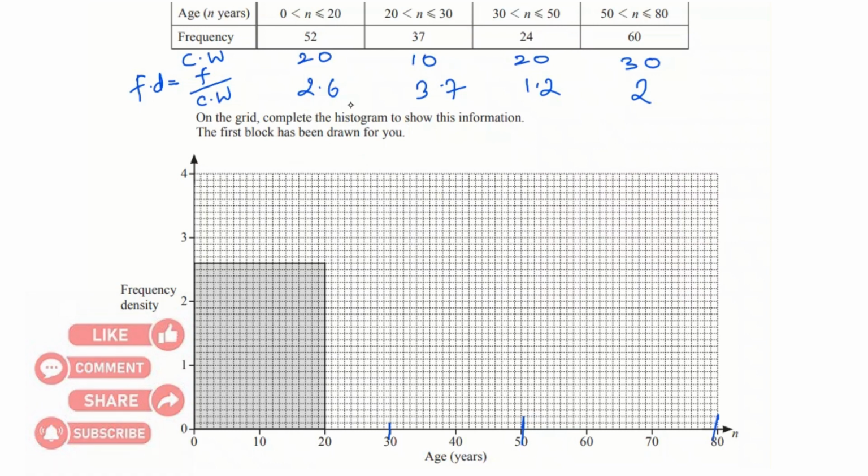It's 2.6 is the first one. This is being done. 3.7: 1, 2, 3, 4, 5, 6, 7, somewhere over here. Please use your scales. This is 3.7. This is 1.2, somewhere over here. Sorry, this is 0.2.